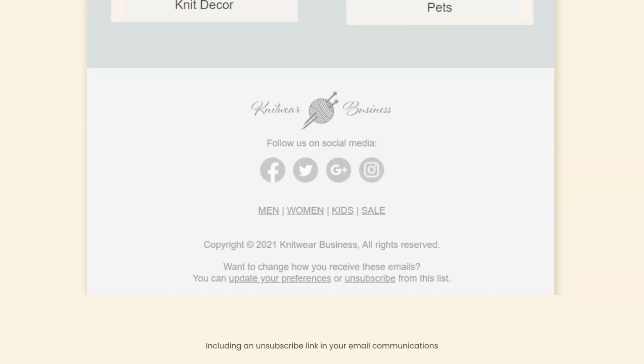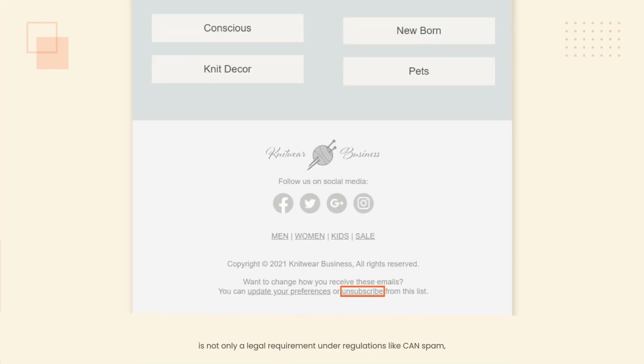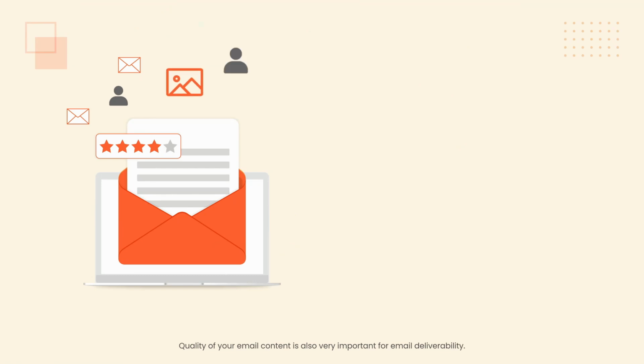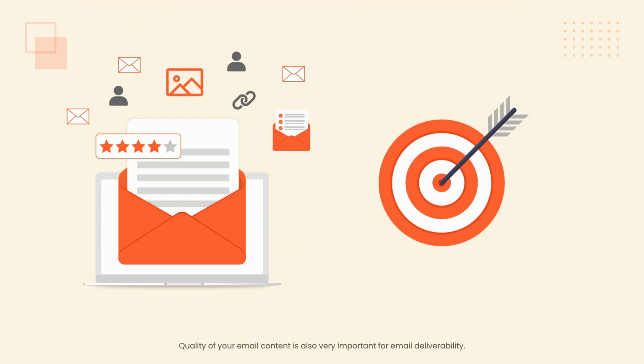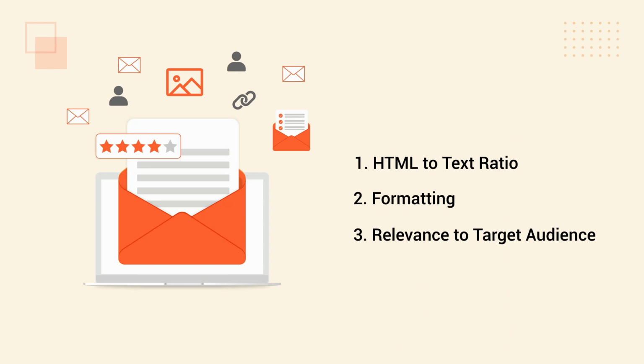Unsubscribe link in email. Including an unsubscribe link in your email communications is not only a legal requirement under regulations like CAN-SPAM, but also a best practice for maintaining positive user experiences and preserving sender reputation. Content quality. The quality of your email content is also very important for email deliverability. To improve the content quality of your email, consider maintaining the following factors: HTML to text ratio, formatting, relevance to target audience, A/B testing.